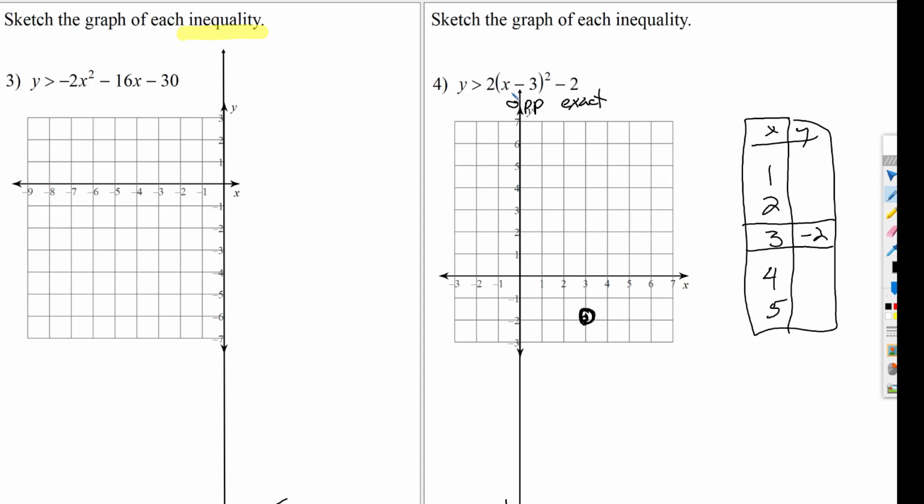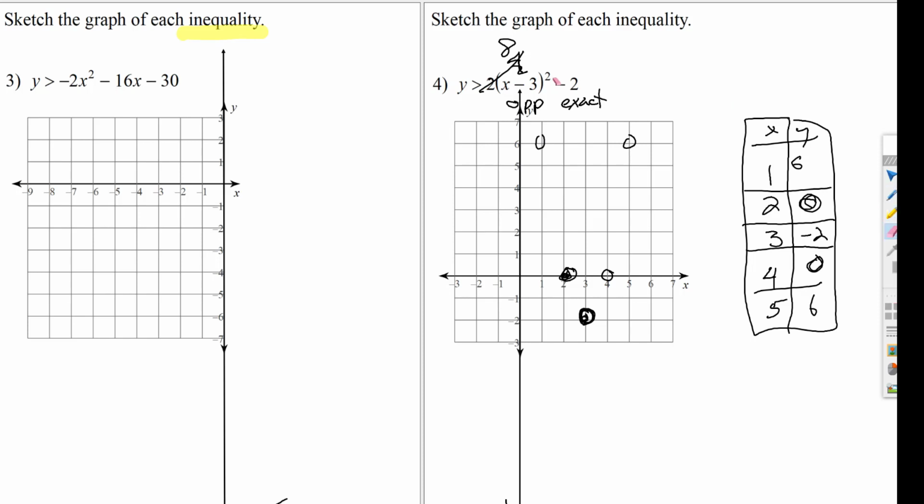And since this is subtract, I'm going to use 4 and 5. Normally I would use 1 and 2, but I'm going to use 4 and 5. So if I put 4 in there, 4 subtract 3 is 1. 1 squared is 1. 2 times 1 is 2. 2 subtract 2 is 0. Those two will have the same height. So 2, whoops, hollow dot, I need to stay focused. And then 5, we put 5 in there. 5 subtract 3 is 2. 2 squared is 4. 2 times 4 is 8. 8 subtract 2 is 6. So at 5 we're up at 6, hollow dot, and at 1 we're up at 6, hollow dot.